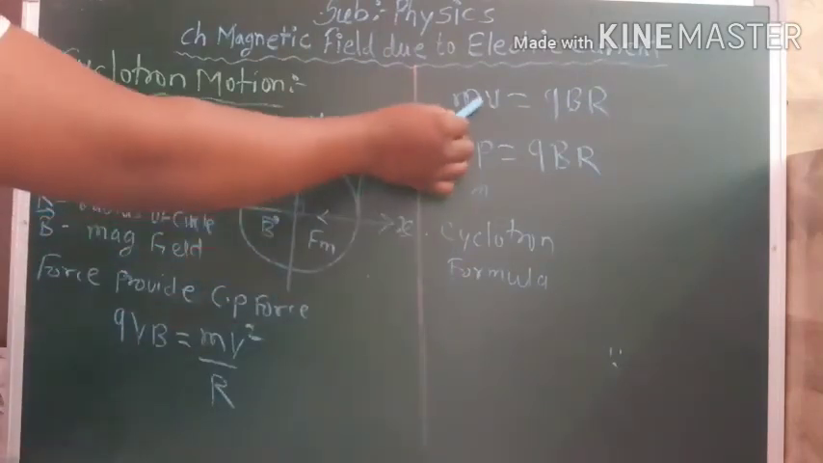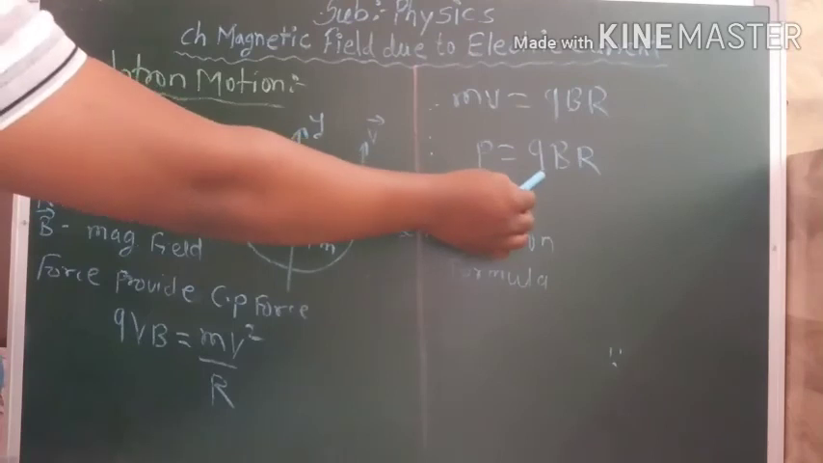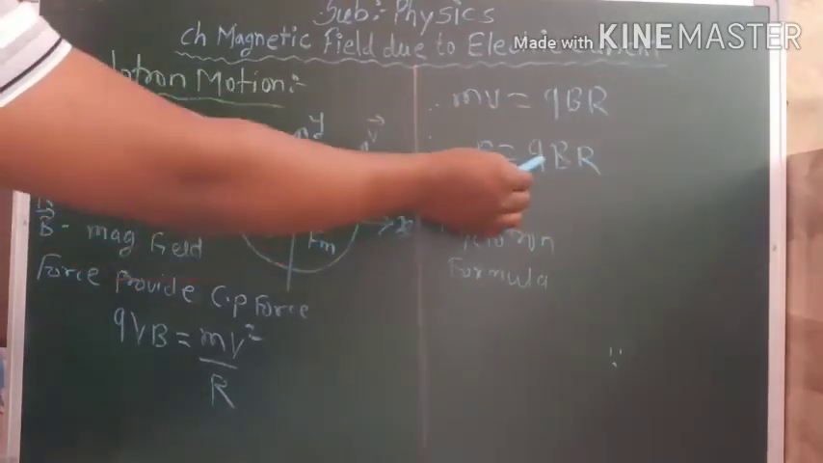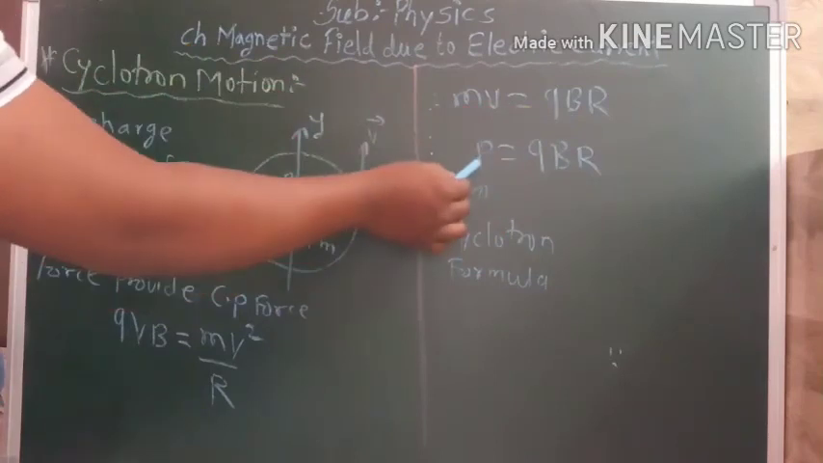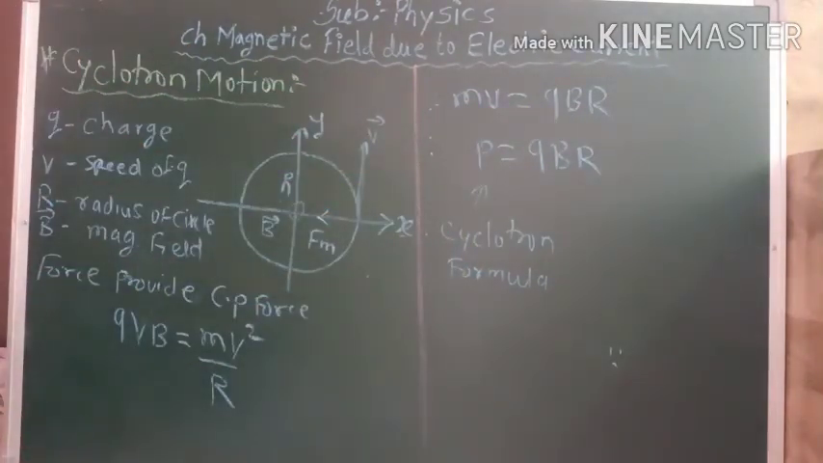Therefore, in this equation, mv is also p, the momentum, so p is equal to QBR. This formula is known as the cyclotron formula: p is equal to QBR, or mv is equal to QBR. It describes the circular motion of a charged particle in a particle accelerator, the cyclotron. This is also the particle accelerator.